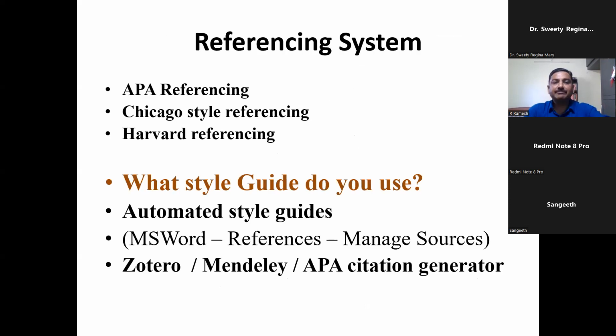Right. And then referencing style, I told you already that there are APA referencing, Chicago, Harvard, all that, and many journals I find they are using APA referencing. And which style guide do you use in your university? It depends on your university guidelines, and you can use automated style guides, like the MS Word reference manager or Zotero, or there are also others like Mendeley, APA citation generator, all that. But I found Zotero easy, so I'm using Zotero. You can try the others also.